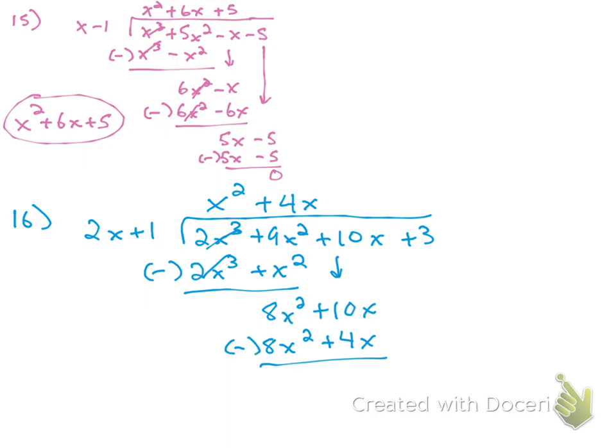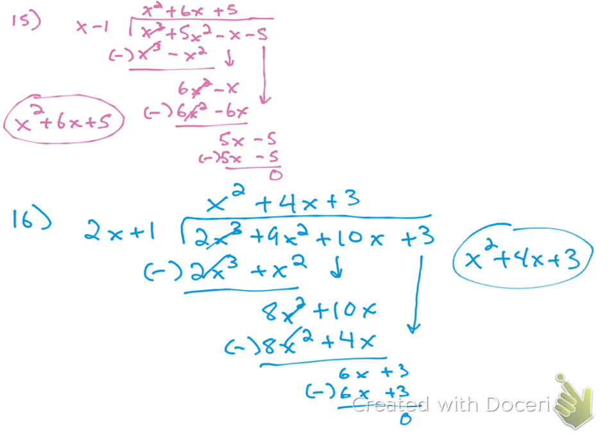Subtract, and that cancels. That gives me 6x. Bring down the 3. I would multiply by 3. 3 times 2x gives me 6x. 3 times 1 gives me 3. We subtract, and it all cancels. So my answer is x squared plus 4x plus 3.